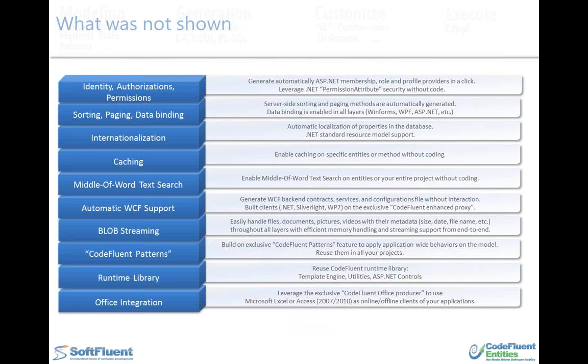Before concluding, I'd like to show you some extra features of the product that are out of the box, but that weren't presented in this demonstration. Among them, there's way more, but the main ones, I guess, are sorting, paging, and GUI security in the product. You can localize your data as well as resources. You can cache. You have Google-like text search.